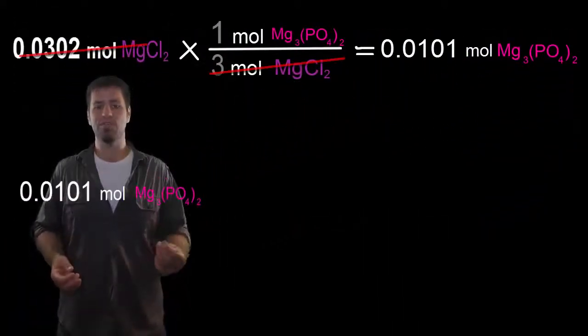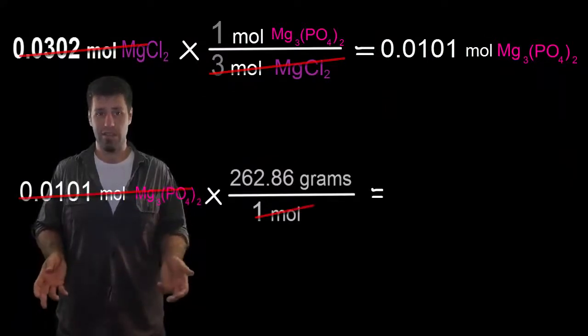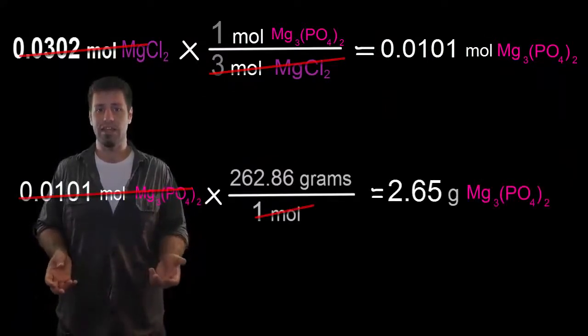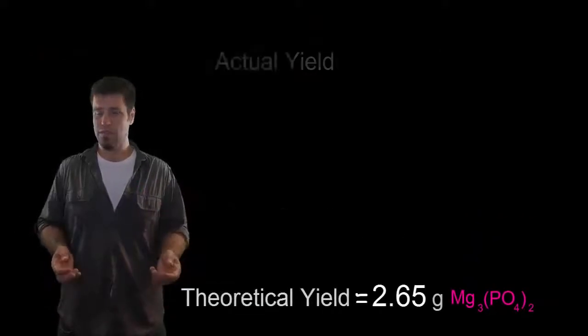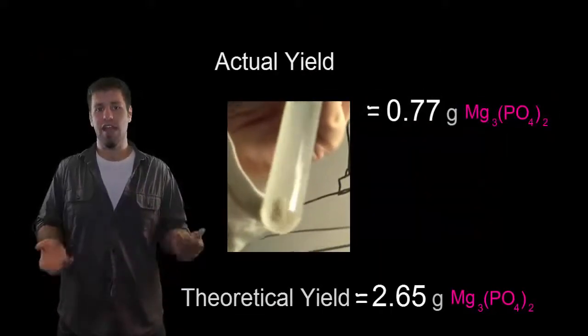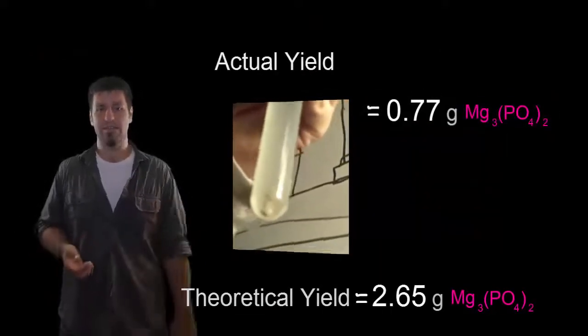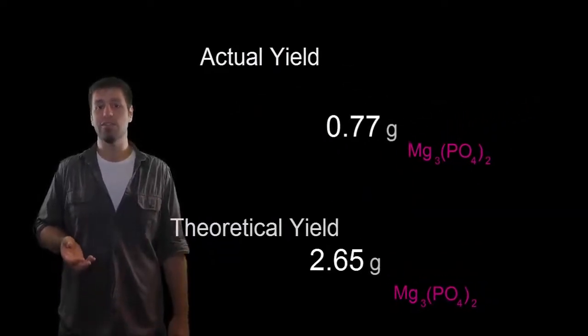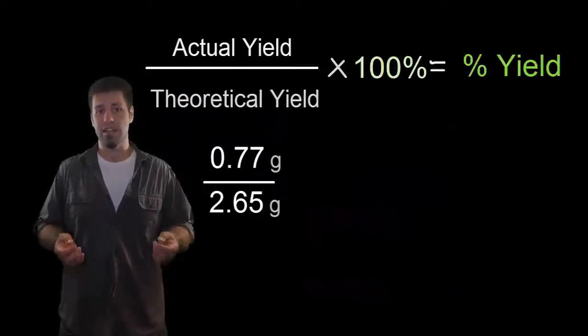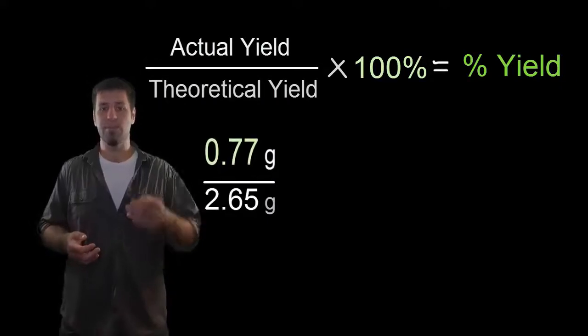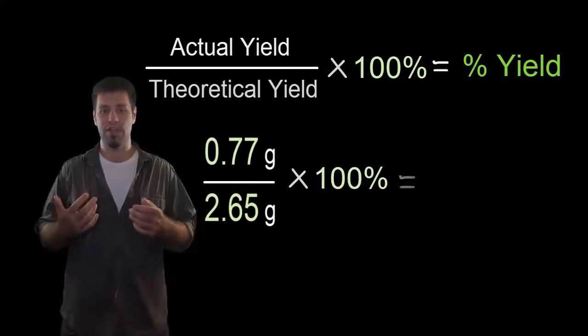The grams of product produced from the limiting reactant is your theoretical yield, or 100% of what can be made. In the real world, you'll never get 100%. Your actual yield is always less than that. Actual and theoretical yield are used to determine the percent yield of the product. Like any other percentage, divide part by total and multiply by 100%.